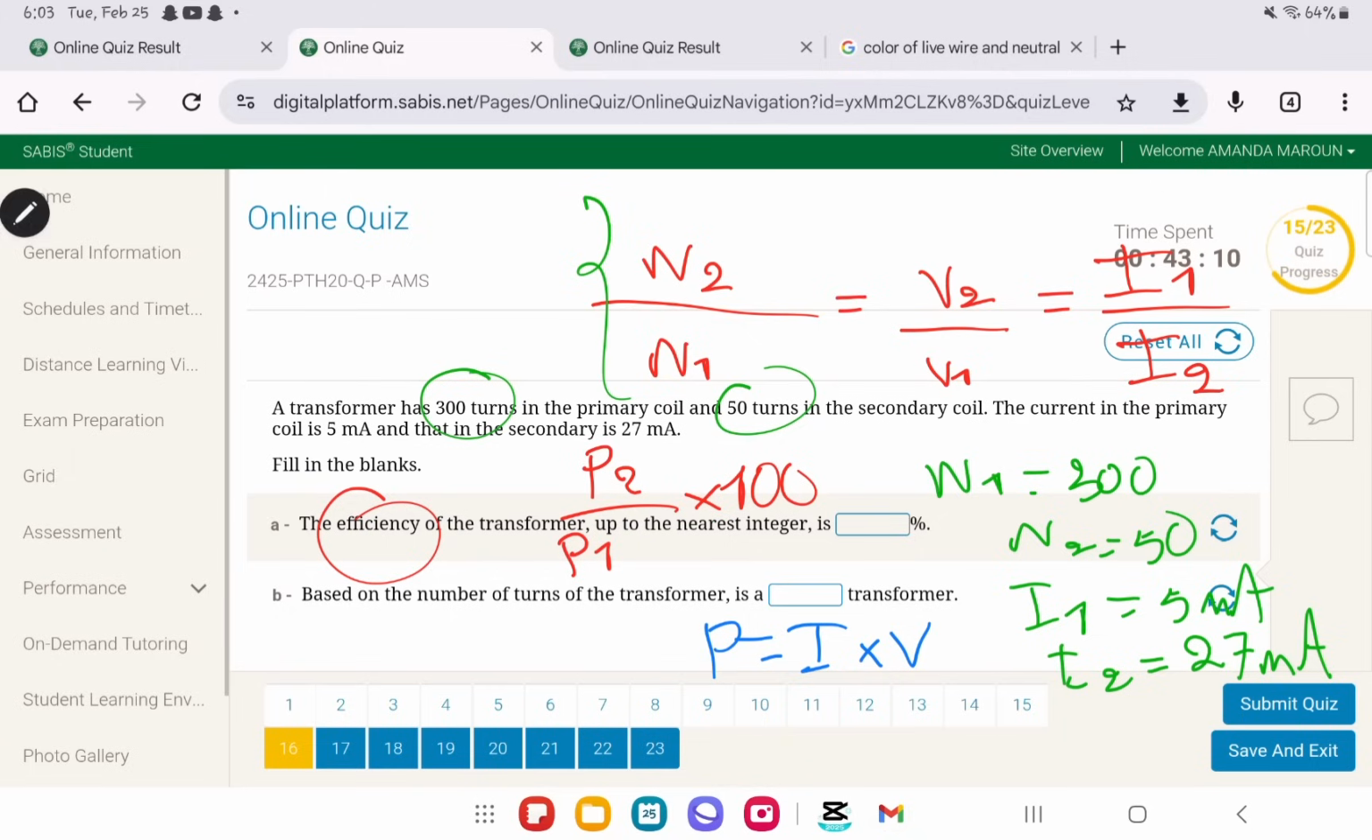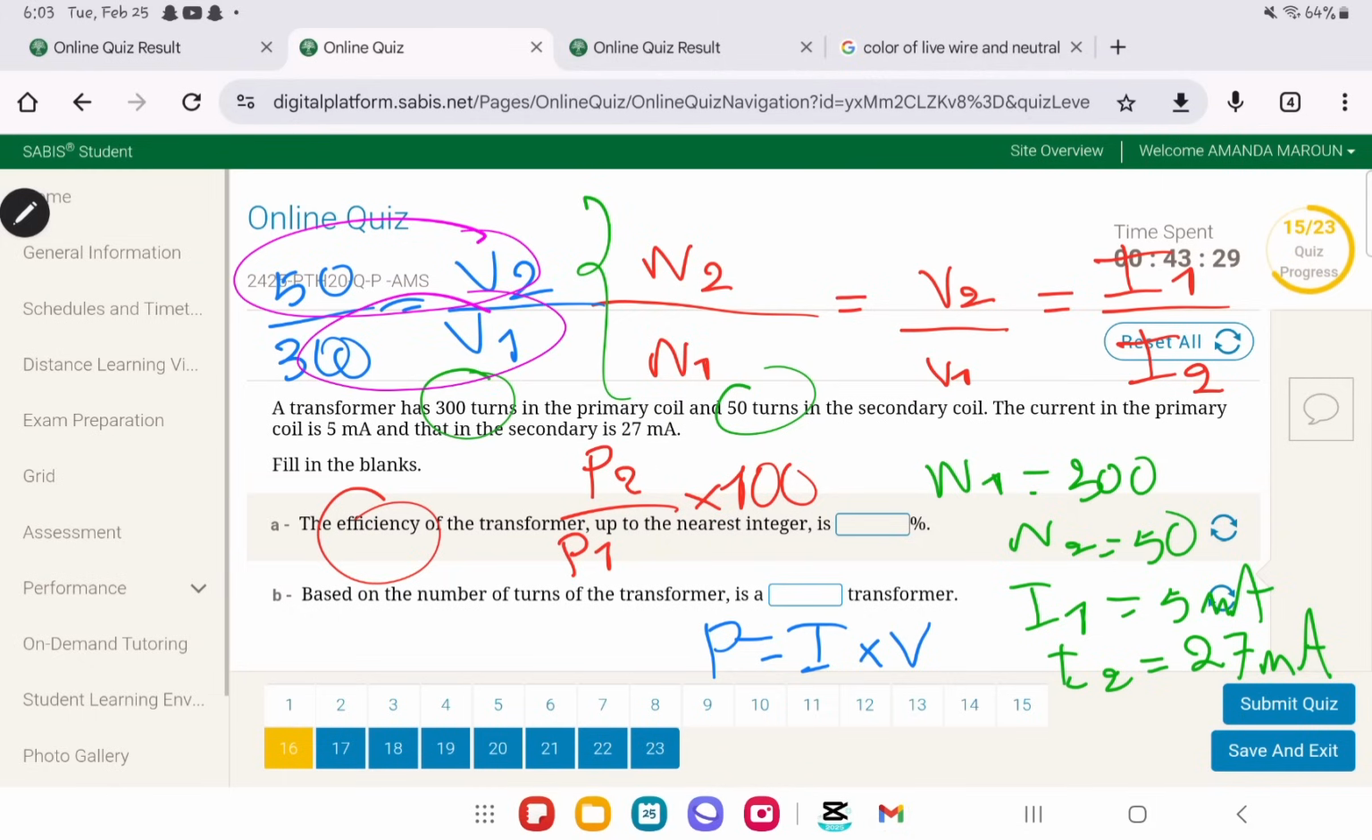So what we could do, we could play it smart. We know that we have N2 being 50 and N1 being 300. So it's going to be equal to V2, which is voltage 2 over V1. So very simply, what we could do is we could take them as substitutes. So V2 is 50 and V1 is 300.